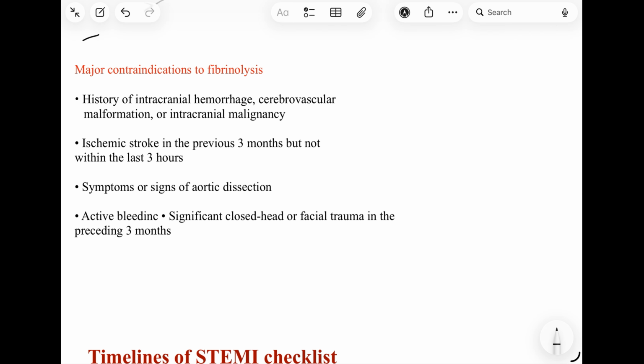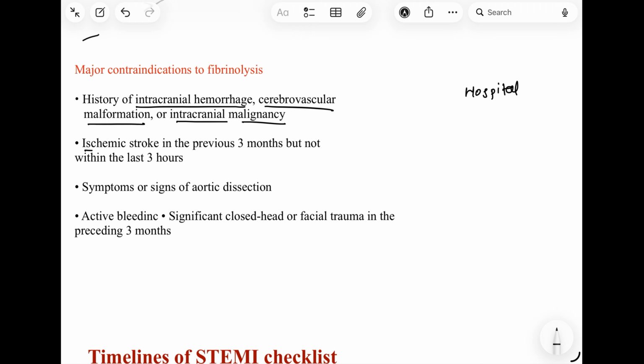So what are the major contraindications to fibrinolysis? Important contraindications include intracranial hemorrhage, cerebrovascular malformation, and intracranial malignancy. Understand, in every hospital there is a checklist of all these contraindications, and we just have to put a tick mark whether it is present or not. So in this case of major contraindications, ICH, cerebrovascular malformation, and intracranial malignancy are contraindications.